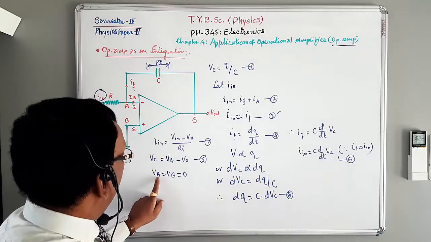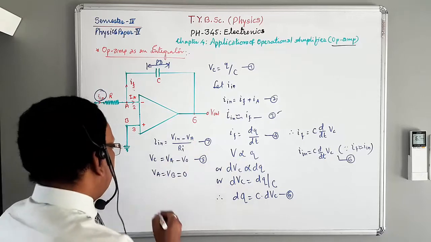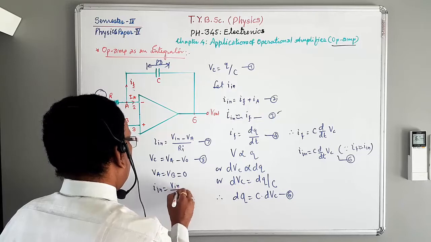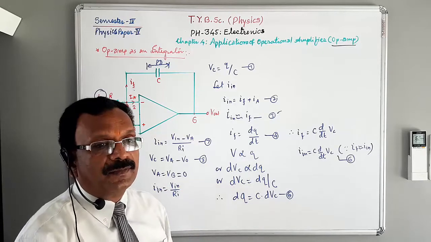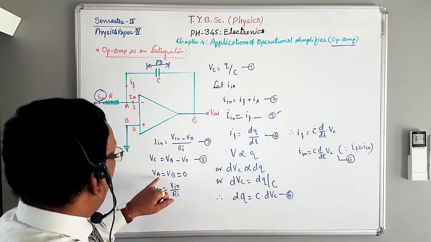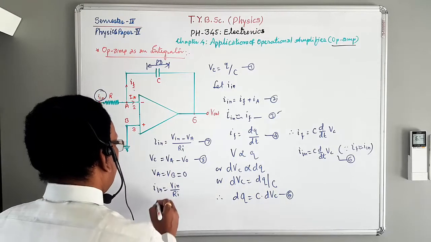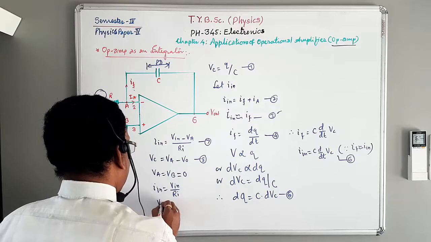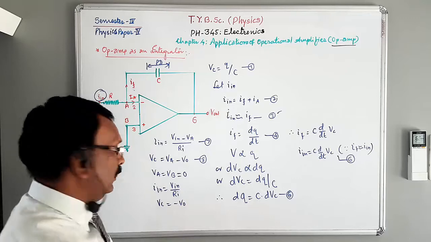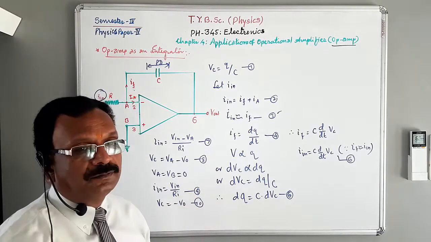Then substitute this value in this equation. That becomes IIN is equal to VIN upon RI. And also substitute the value of VA in this equation 8. We have VA is equal to 0, then we have VC is equal to minus V0. Suppose this is equation 9, this is equation 10.